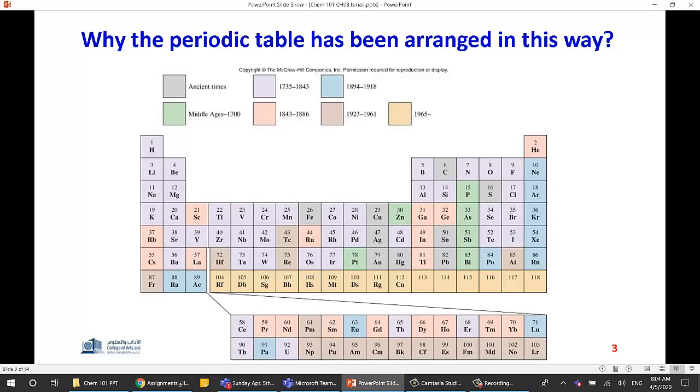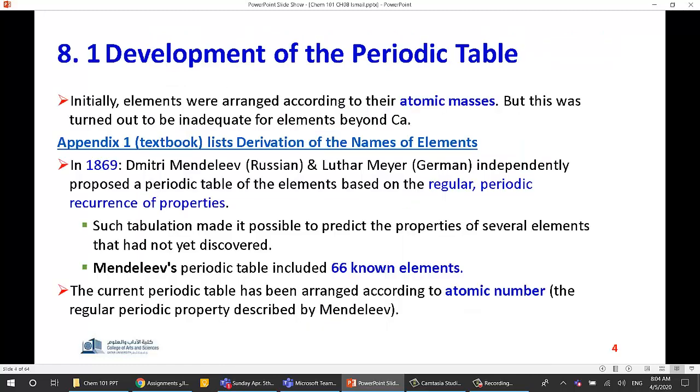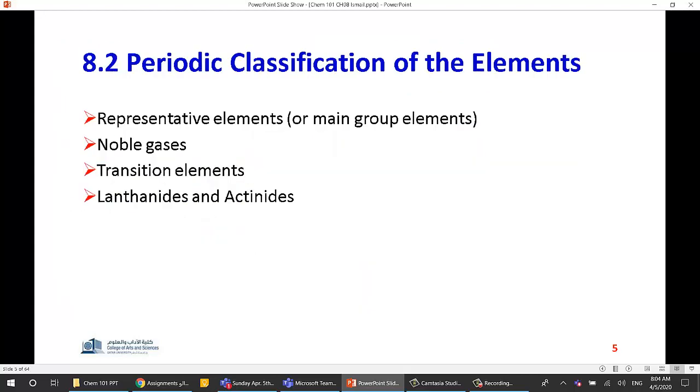You will find some old versions of the periodic table that look actually different. The reason is that first of all, people were arranging the periodic table according to the atomic masses of the elements. But they figured out that this only works up to calcium. After that, the periodic table looks weird. Then Mendeleev and Meyer came up, in the year 1869, with a way to arrange the periodic table according to the atomic number rather than the atomic mass. And the present periodic table is actually based on Mendeleev's idea.